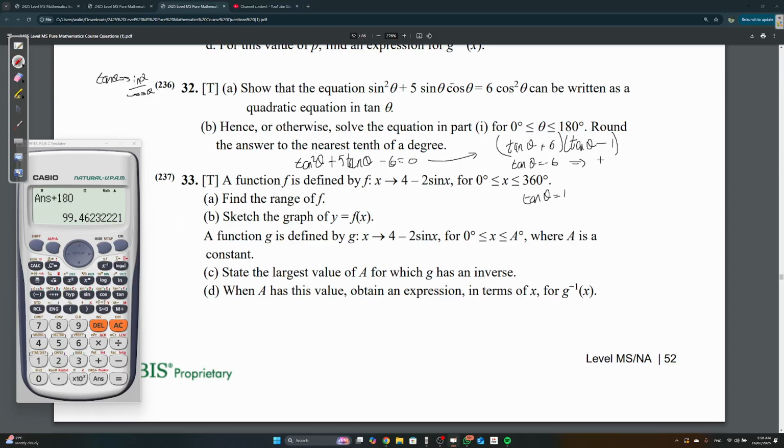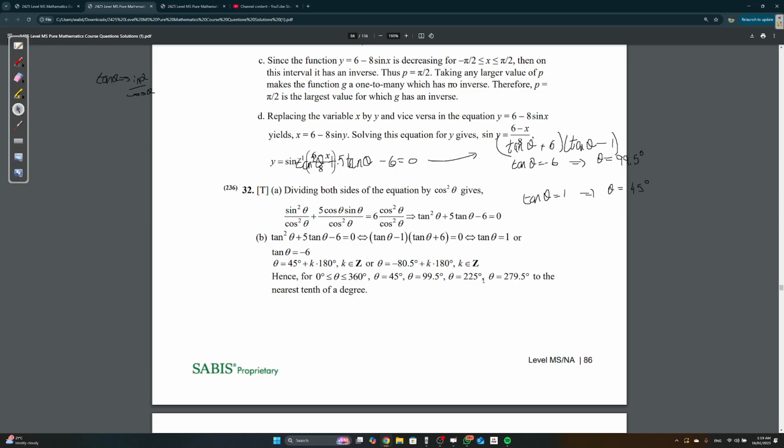So theta is 99.5 degrees. Tan theta equals 1, you should get 45. I think it should be 45. Yeah, 45. If you do plus 180, it's going to be outside of the domain. So theta equals 45 degrees. For 45 and 99.5.